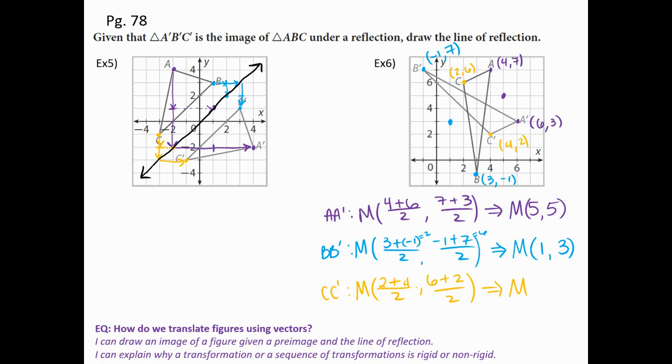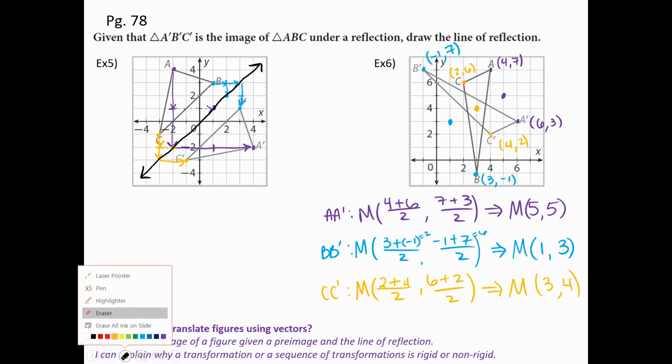So 2 plus 4 is 6, divided by 2 gives me 3. 6 plus 2 is 8, divided by 2 gives me 4. So I have 3, 4. Whoopsie, 4. Let's put it in the right spot. Let me erase that one. Sorry about that. Apparently I can't count.